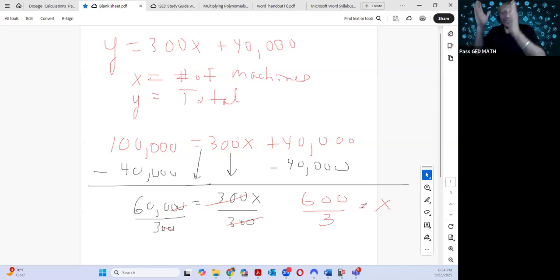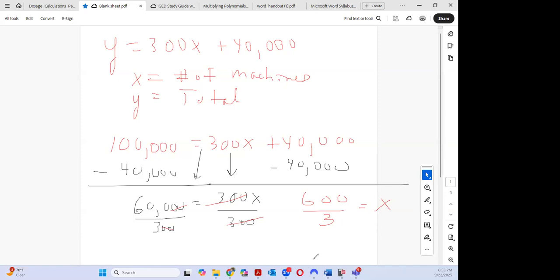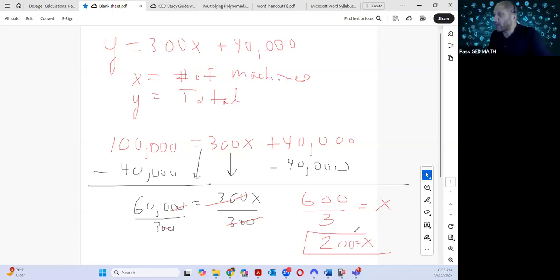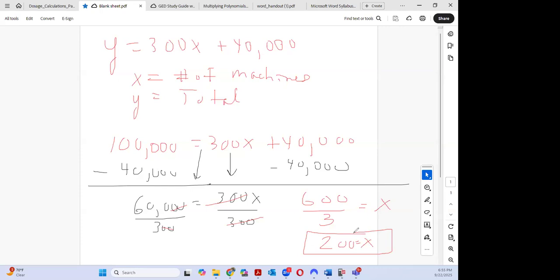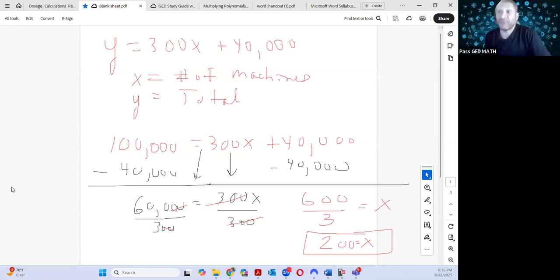You got to know that if I got 2 zeros at the bottom, I got 2 zeros at the top, at the end of that, I just get rid of them. 600 divided by 3. Now I should be able to do that in my head, which is what? 200. So how many machines must I sell to make 100,000? 200. That's it. That's real life.